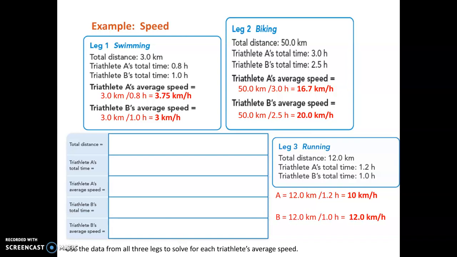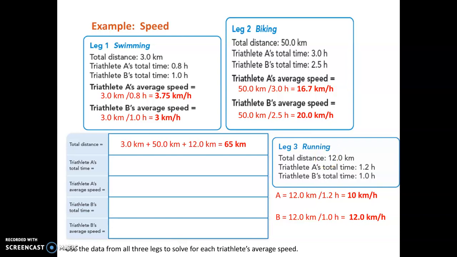Now let's go ahead and find the averages overall of the entire competition. So first we want to find the total distance that these athletes went. So from leg 1, 3 kilometers plus 50 kilometers from leg 2 plus 12 kilometers from leg 3 gives us a total of 65 kilometers that these athletes went.